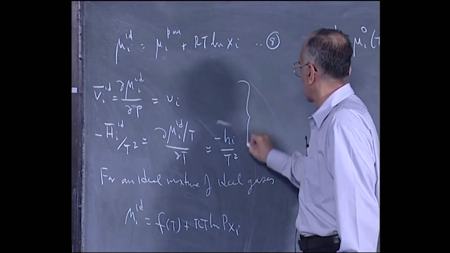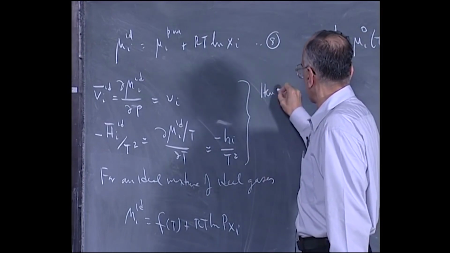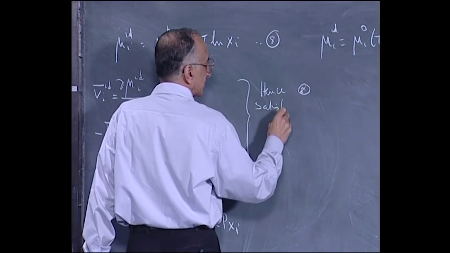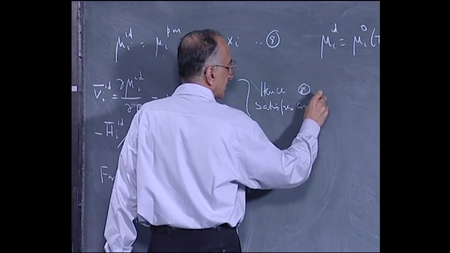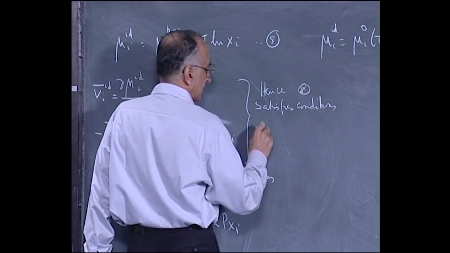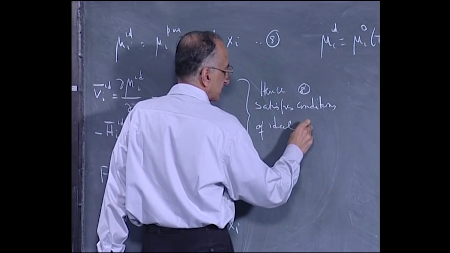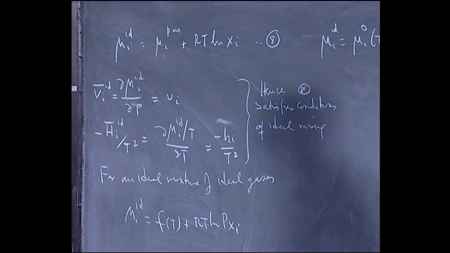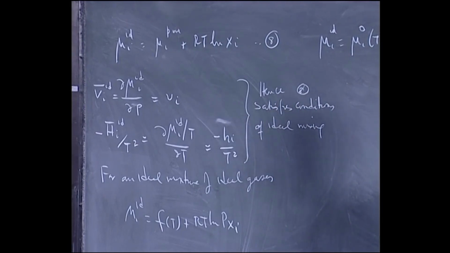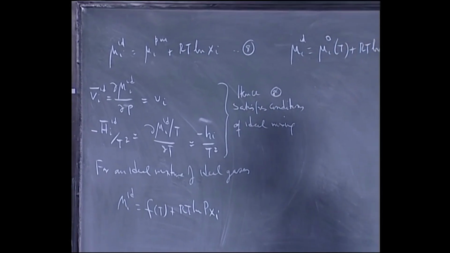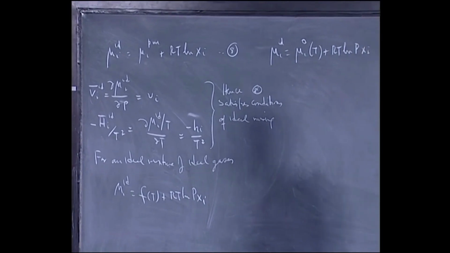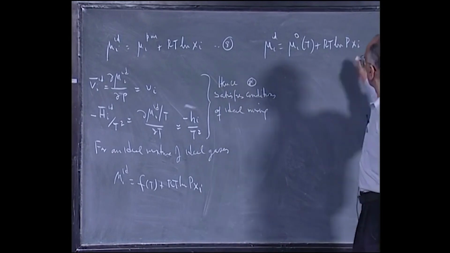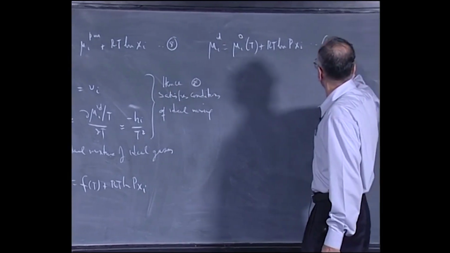This simply proves that hence 8 satisfies conditions of ideal mixing. Conditions of ideal mixing are simply delta V mix is equal to 0, delta H mix is equal to 0. And then finally this here 8, let us say this is 9.